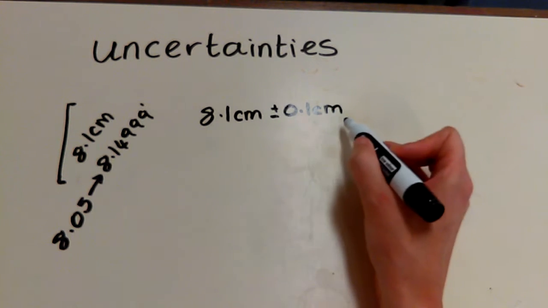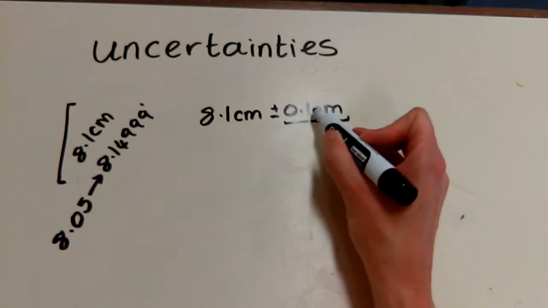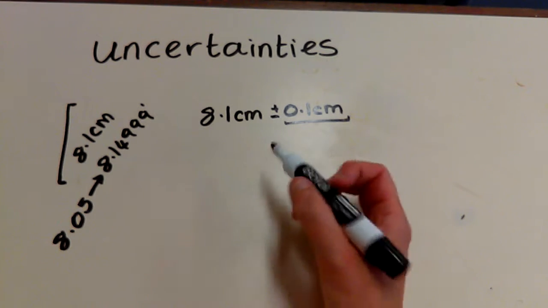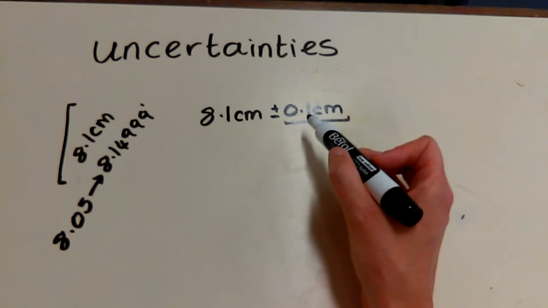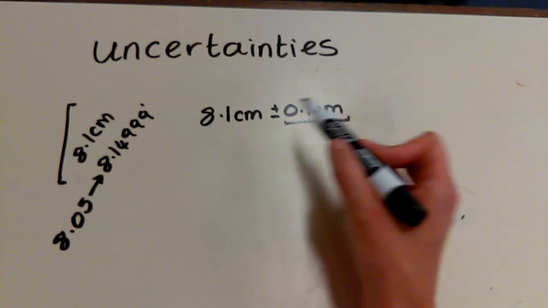This is called an absolute uncertainty because it tells us the size of the uncertainty in the same unit as the measurement. So 8.1 centimetres plus or minus 0.1 centimetres, that's my absolute uncertainty.